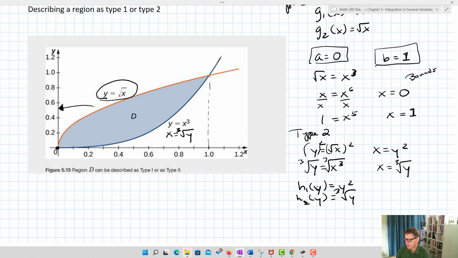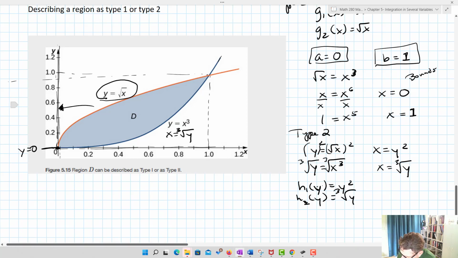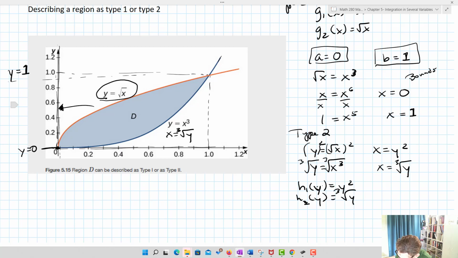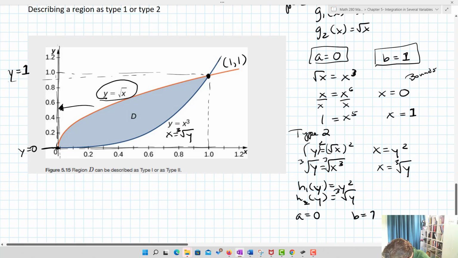Now, the second thing that we've got to do is find our bounds. Here we're going to be looking in terms of y. So on the y-axis, y equals 0 is going to be the bottom end. And then right here, and I know I did not do it justice, y equals 1 is going to be the top end of that interval as well, because that point right there happens to be, in fact, (1, 1). So our a is going to equal 0, and our b is going to equal 1, and that'll give me the bounds of integration.